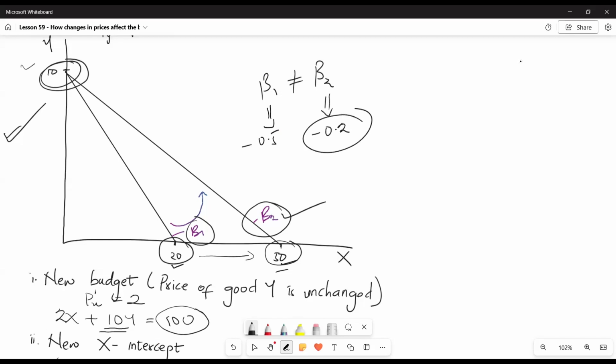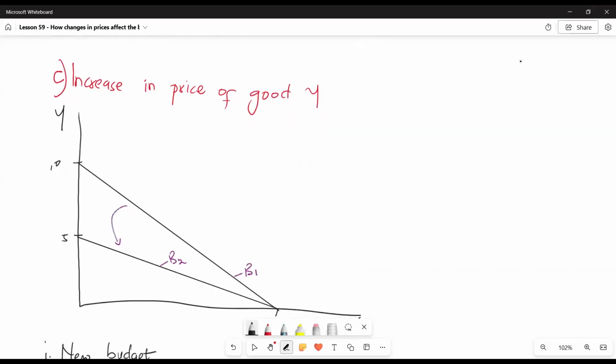2. The new slope simply reflects the fact that the market now allows people to trade less of good Y to get an additional unit of good X. So previously the trade-off was 0.5 and now the trade-off is 0.2, which is the slope of the two curves.